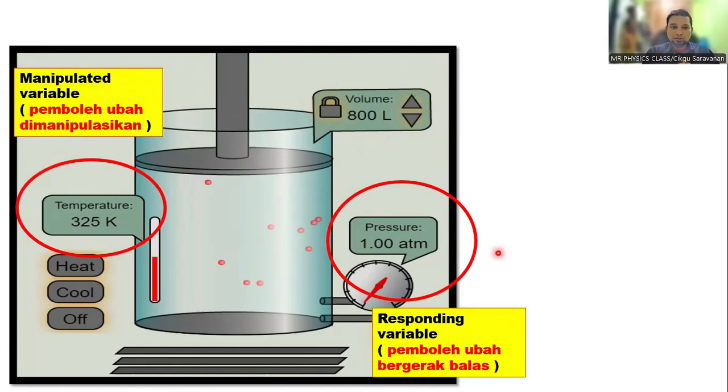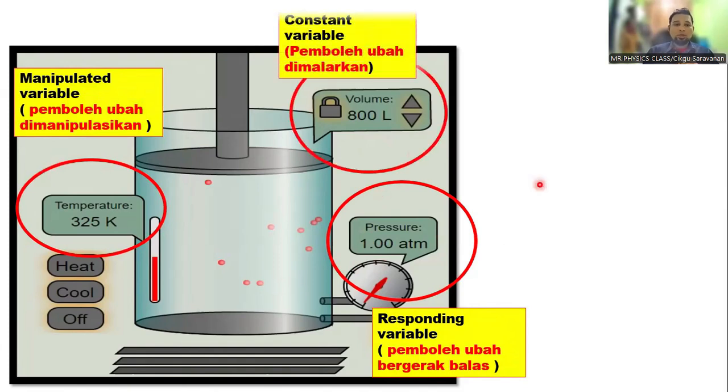So the default pressure is 1 atmosphere. We're going to see what happens when the temperature is increased and also decreased. This one is the responding variable. And the third one is the volume. In here, we need to fix the volume. We need to lock the volume. So the volume should be a constant variable.